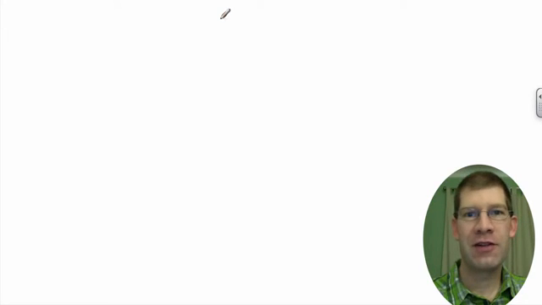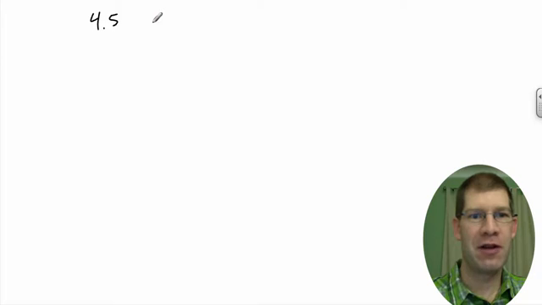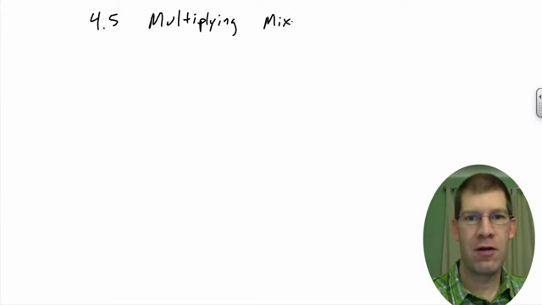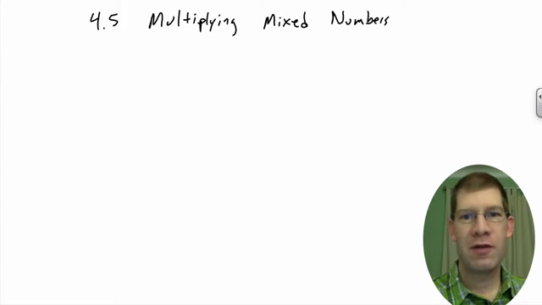Hi, this section here is going to be 4-5, multiplying mixed numbers. Write that down. 4-5, multiplying mixed numbers. And with this, what works every time, and then we'll talk about a special case next, is to change them to an improper fraction and then multiply numerators, multiply denominators.